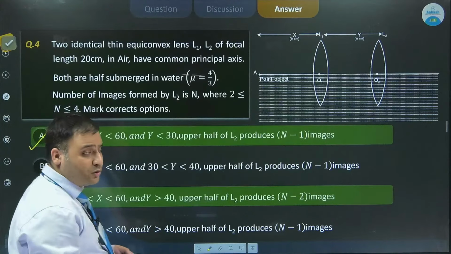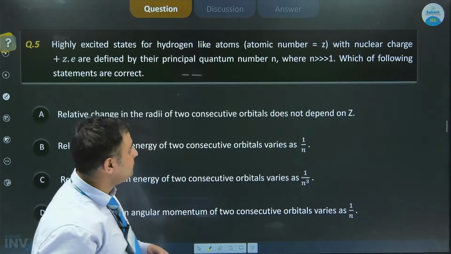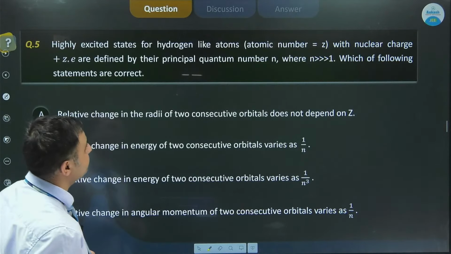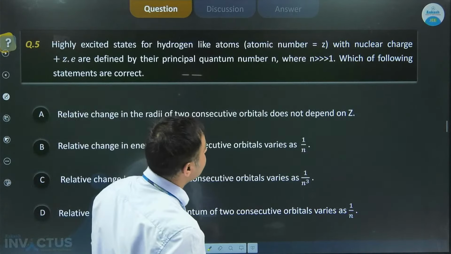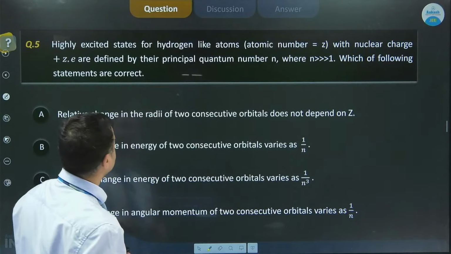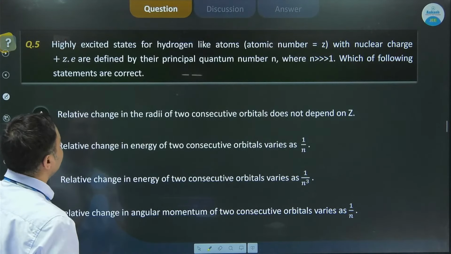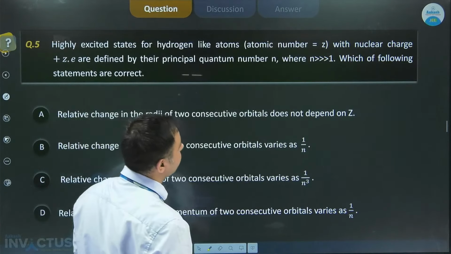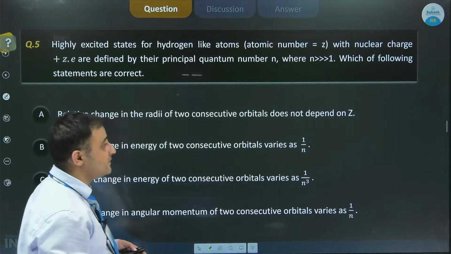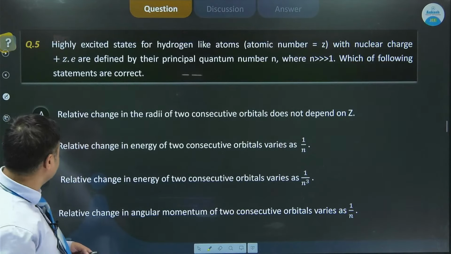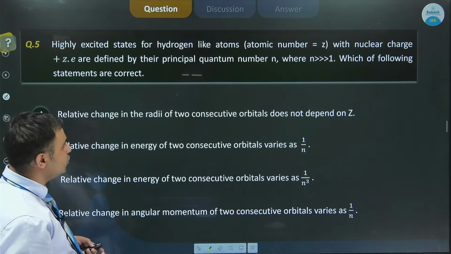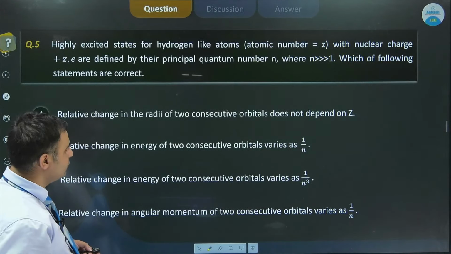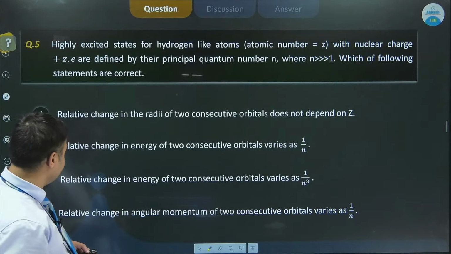Now, let's move on to the next question. Highly excited state of hydrogen-like atom, atomic number Z, with nuclear charge ZE, are defined by their principal quantum number n, where n is very, very greater than 1. Which of the following statements are correct? Okay. Relative change in the radii of the two consecutive orbitals does not depend on Z. Relative change in energy of two consecutive orbitals varies as 1 by n.